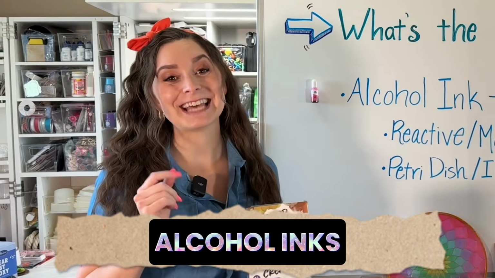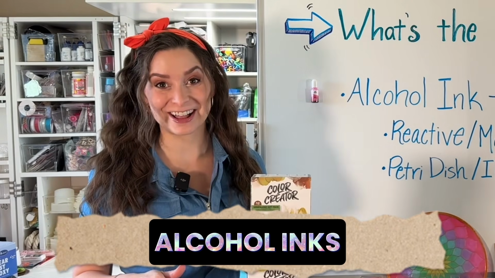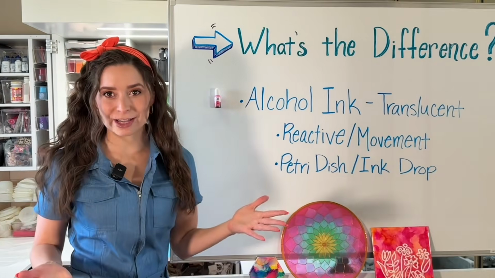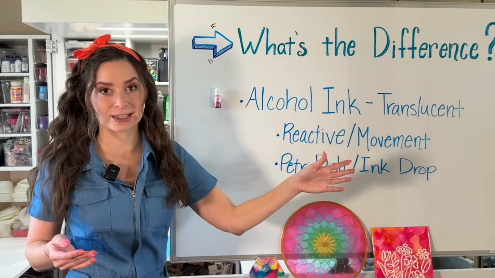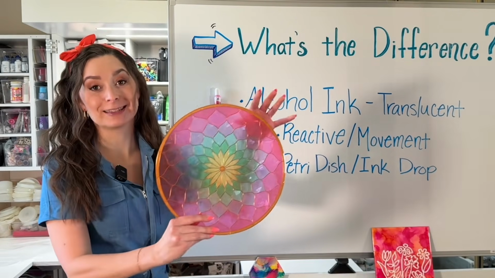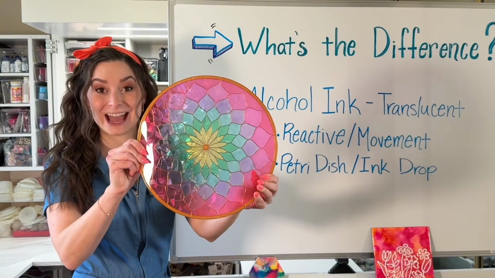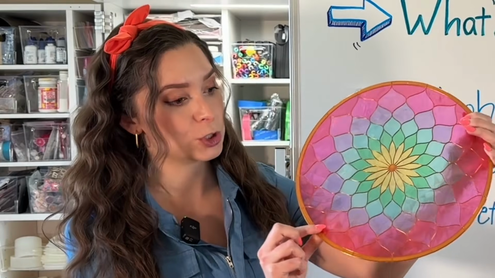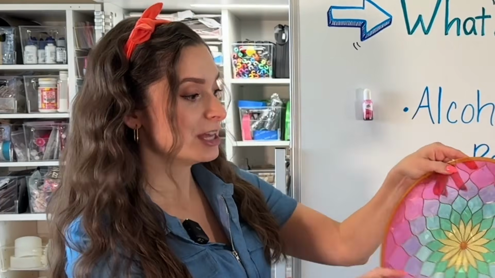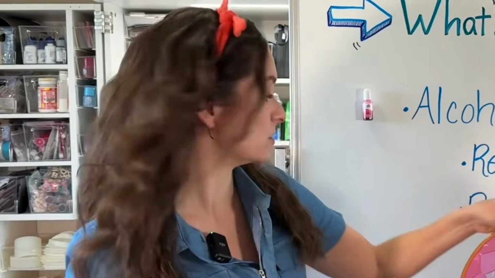Next up on our list is alcohol inks, which we have a ton of different colors in our Color Creator gift packs. Like we were talking before, alcohol ink is translucent, and I feel like this is a really good example of how translucent alcohol ink can be. So this was poured super, super thin with our outdoor epoxy. And as you can see somewhat through it, not all the way, but some light is passing through. So this is a great example of what translucent means.